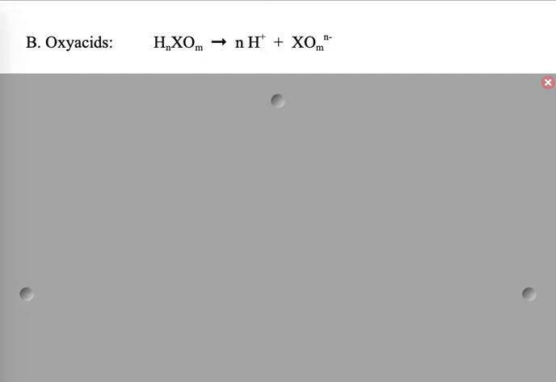Oxyacids. This makes much more sense. I've drawn here sort of a generic equation for the ionization of an oxyacid, where X represents the central nonmetallic atom in a polyatomic anion. Subscript M tells how many oxygen atoms are bonded to that central nonmetallic atom. N represents the net negative charge on the polyatomic anion, as well as the number of hydrogen ions that are associated with it when it is neutral.